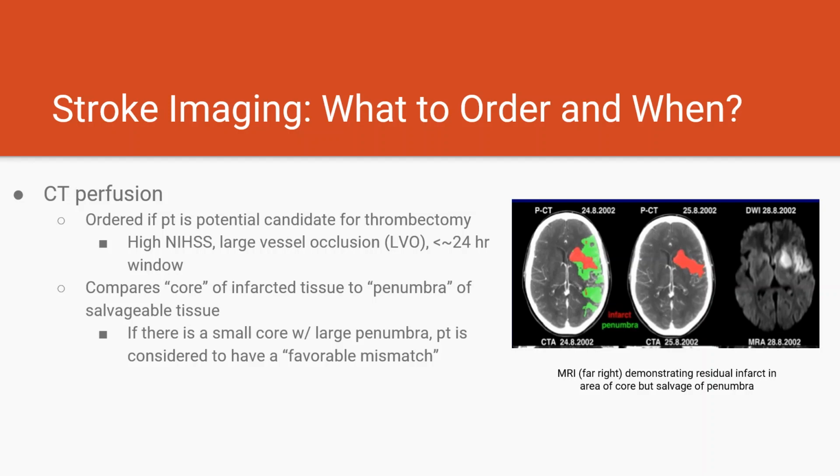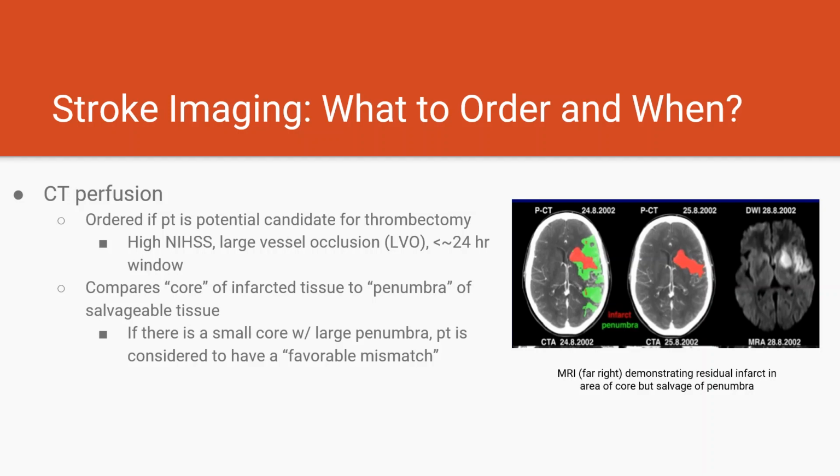The CT perfusion is a revolutionary test as it allows us to determine how much of the tissue in the brain is already completely infarcted, which is known as the stroke's core, and how much of it is still salvageable territory, which is known as the penumbra. This is really important because it allows us to predict how successful we'll be if we're able to pull the clot out of the brain.